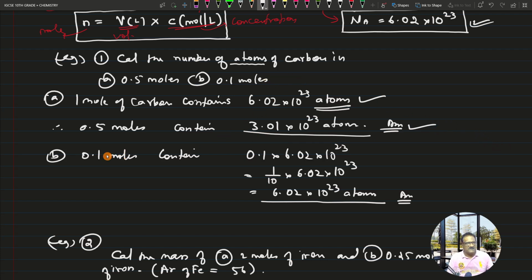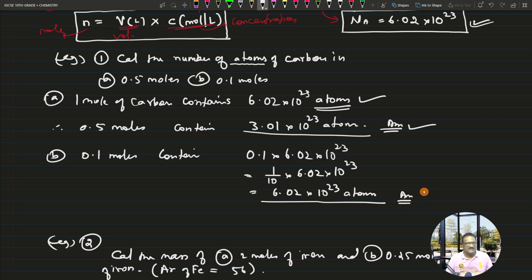Now suppose 0.1 mole of carbon is given. Then what will be the answer? Here again, using the same formula, you'll get 0.1 into 6.02 into 10 raised to 23, which works out to 0.1 can be written as 1 by 10 into 6.02 into 10 raised to 23. So the ultimate answer will be 6.02 into 10 raised to 23 atoms.